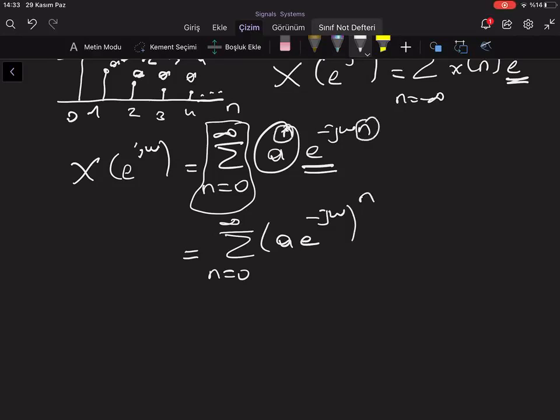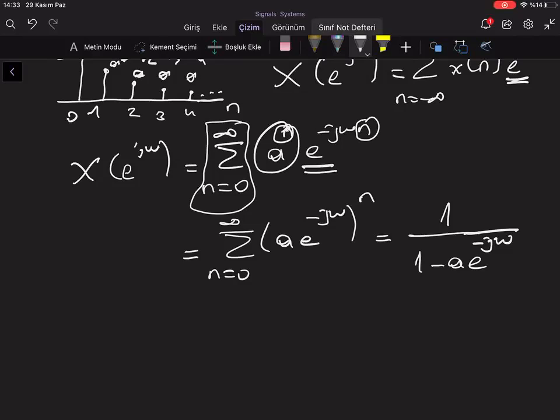N's are common here, so I can put it like that. And if you remember from the infinite sum formulation, it's 1 over 1 minus a e to the power minus j omega. If you remember from circuit theory or differential equations, up to now we always dealt with continuous time signals and continuous time systems. Now, for the first time, we are starting to talk about discrete time systems and discrete time signals, and we will be talking about the Fourier transform of discrete time signals.